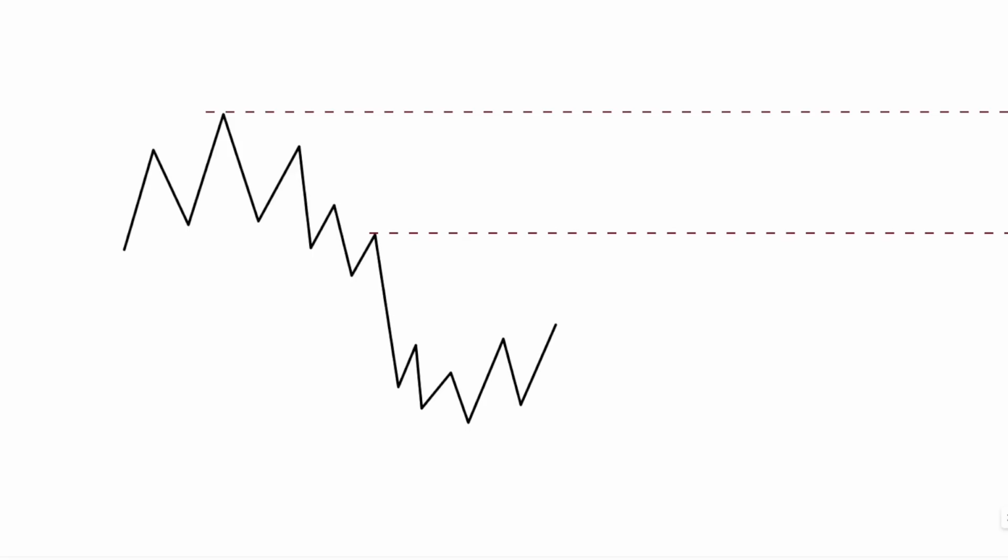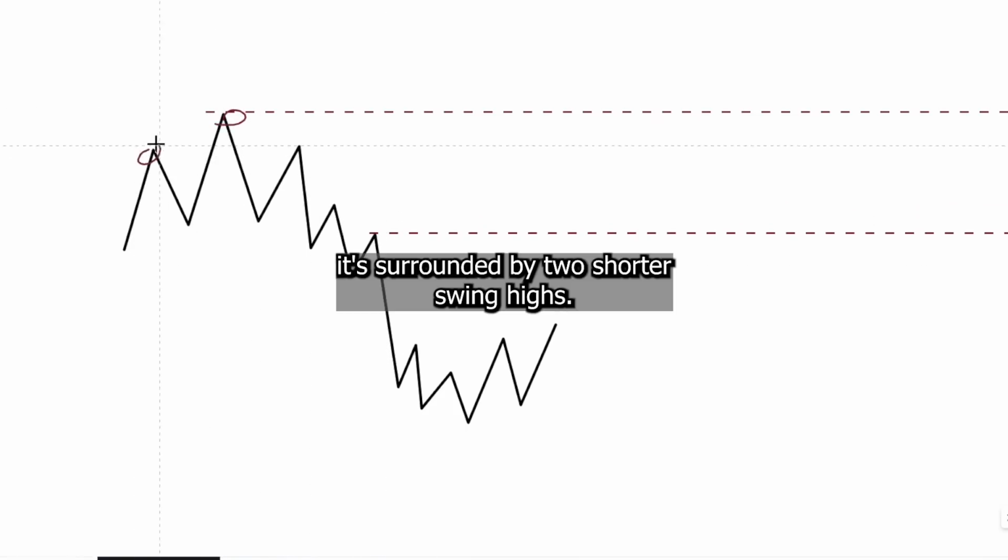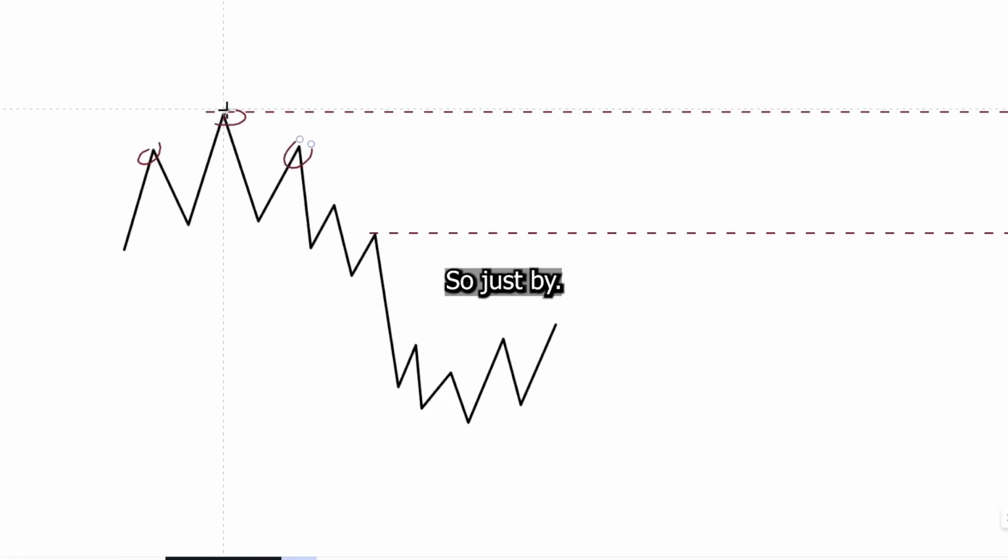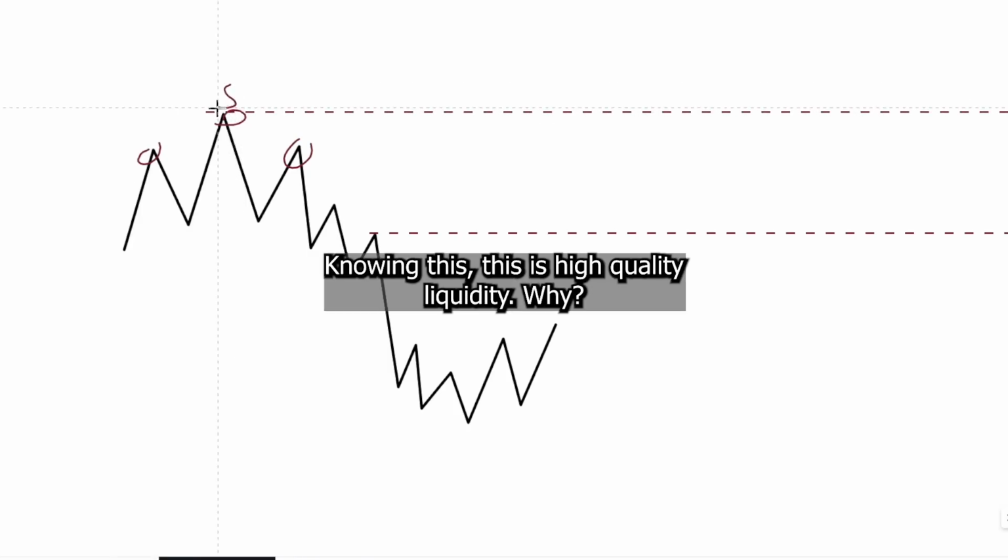So the conclusion here is you don't want to just look at any swing and put a line over it and call it liquidity. You want to look at where business was conducted. If the market is bearish and you're looking at swings that formed a bearish cycle, you want to look at where most of the selling came from. So if you look at this level right here, it's surrounded by two shorter swing highs. So just by knowing this, this is high quality liquidity.